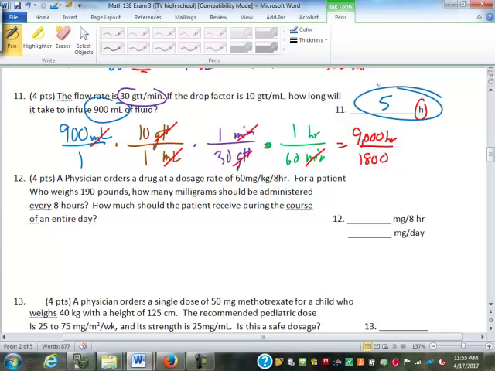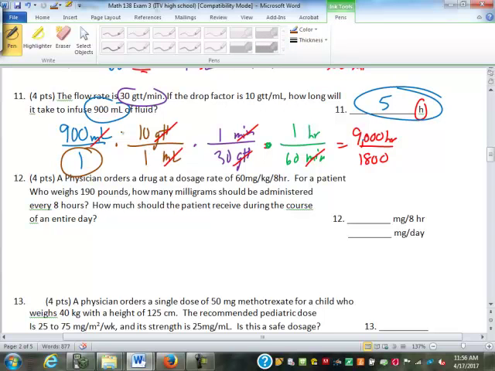So that one's a little bit different because we are going backwards, starting with the volume. Actually, not backwards, we're looping around. We're starting with the volume and using those flow rates and drop factors to get to what our time had to be. Normally, we were given the time here and use that to go the other direction.